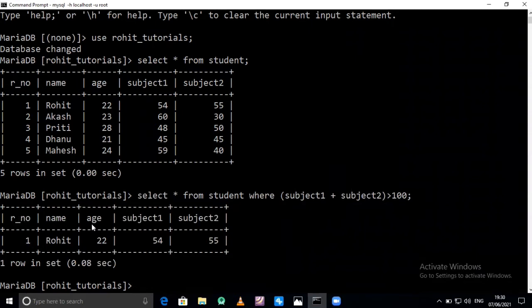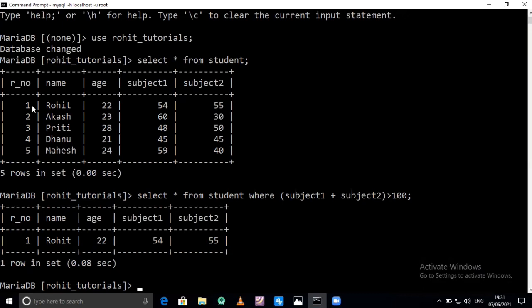Roll number 1, name is Rohit, age is 22, subject 1 is 54, and subject 2 is 55. Addition of 54 and 55 is 109. So that's why this information is retrieved. What about others? For Akash, 60 plus 30 is 90. Next for Preeti, 48 plus 50 is 98. For Dhanu, 45 plus 45 is 90. And for Mahesh, 59 plus 40 is 99. Because of that, only roll number 1 information is retrieved from the table. It has the addition of 2 subjects greater than 100.